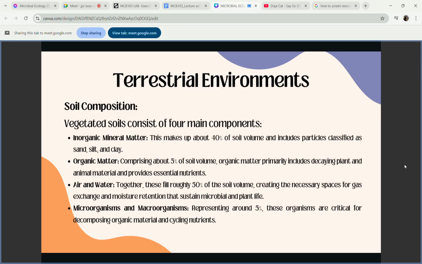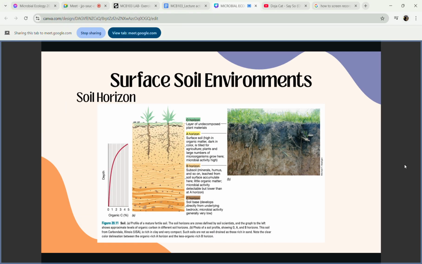So, next slide, po. These soils are organized into horizons. Marg already mentioned this in our ecology class before, that there are different horizons of the soil. The first horizon, the topmost layer of the soil, is the O horizon or the organic layer, wherein it is rich in organic material and with high microbial populations.